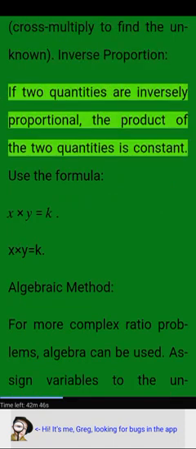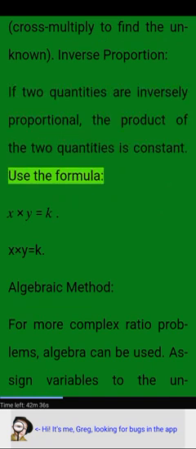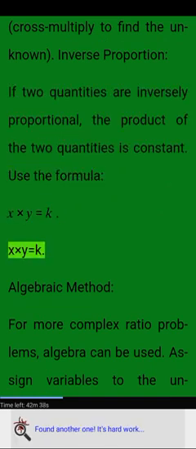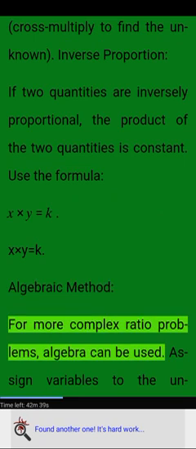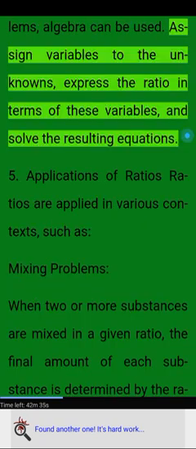Inverse proportion. If two quantities are inversely proportional, the product of the two quantities is constant. Use the formula x times y equals k. Algebraic method. For more complex ratio problems, algebra can be used. Assign variables to the unknowns, express the ratio in terms of these variables, and solve the resulting equations.